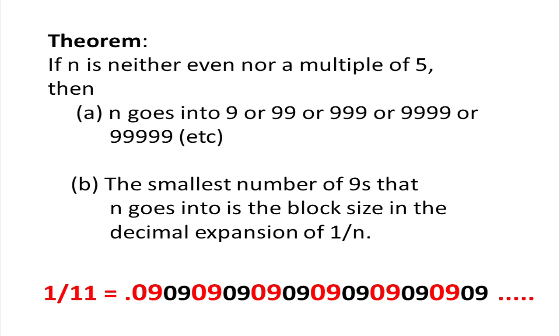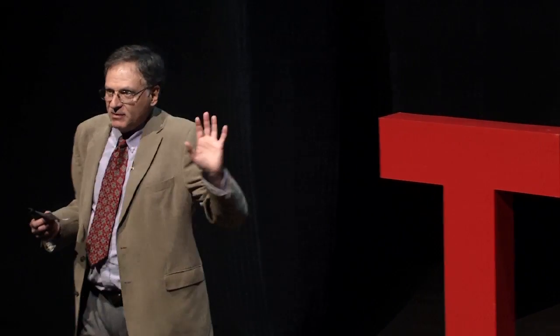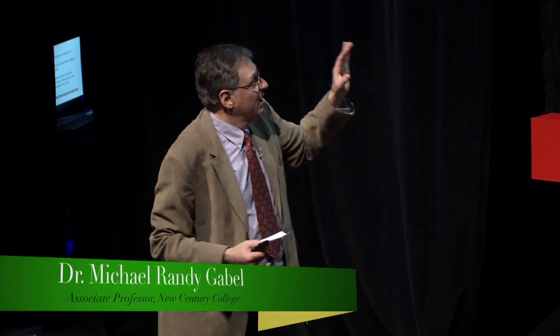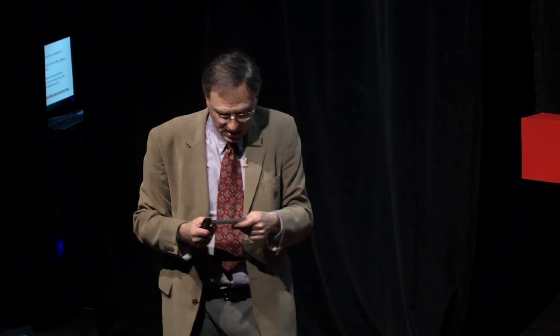Now look, 11. Does 11 go into 9? No. Does it go into 99? Yeah. How many 9s are there in 99? 2. Block size should be 2. It is. So this theorem makes the correct prediction. This is the statement of the theorem. I've not sung the song, nor will I. I've not given you the proof. But I did want to show you that the truth is a little bit interesting, a little bit complicated.